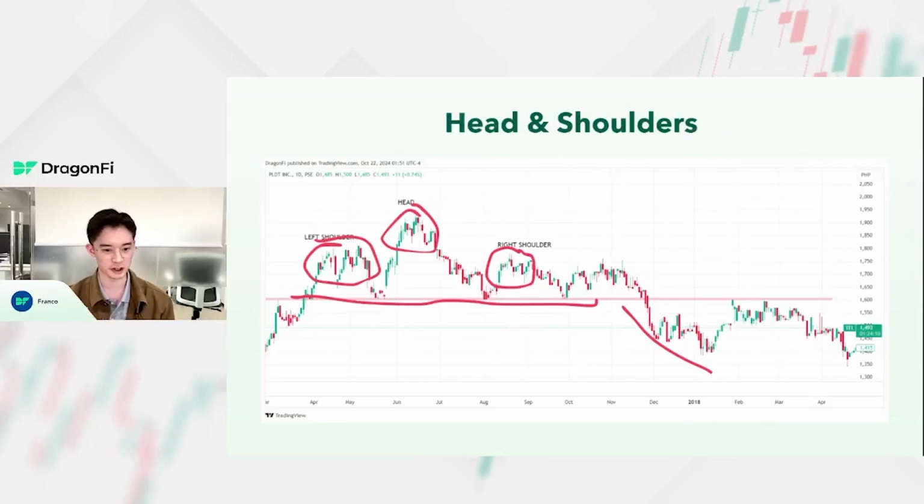An inverted head and shoulders, basically you just flip it upside down. You will have the left shoulder here, the head here, and the right shoulder, and then the same neckline. And if it breaks above the neckline, it will trend higher. So that's actually what happened to BPI before it ran up to 149 pesos. It did form an inverted head and shoulders pattern. So when considering head and shoulders, don't forget the inverted version of it, because it is a bullish pattern and it often works.